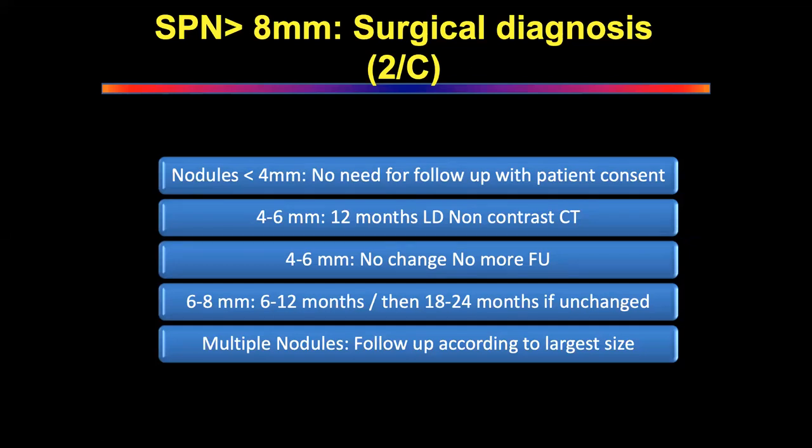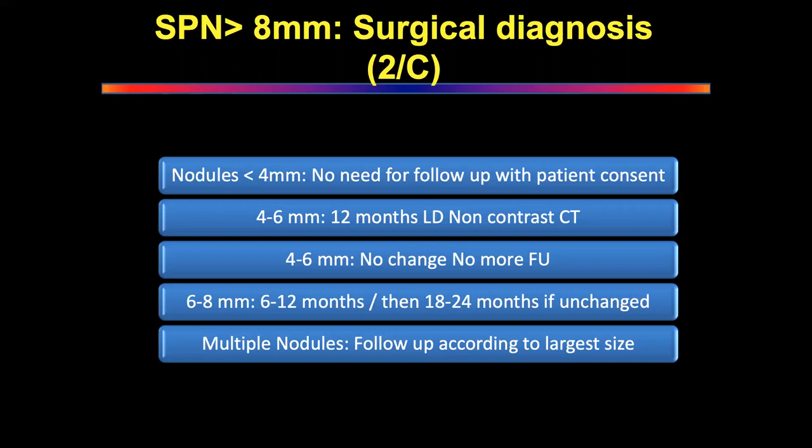If in the same patient the size of the nodule was less than 4 millimeters, but low probability of cancer, you don't need to follow him up. You can say you're okay. You can discharge the patient, but the patient must agree to that. If he wants, he can come back for a follow-up CT, but not necessarily according to guidelines. If the size was 4 to 6 millimeters, there's only one CT needed at 12 months, which will be a non-contrast low-dose CT. If that shows no change in size, you discharge the patient.